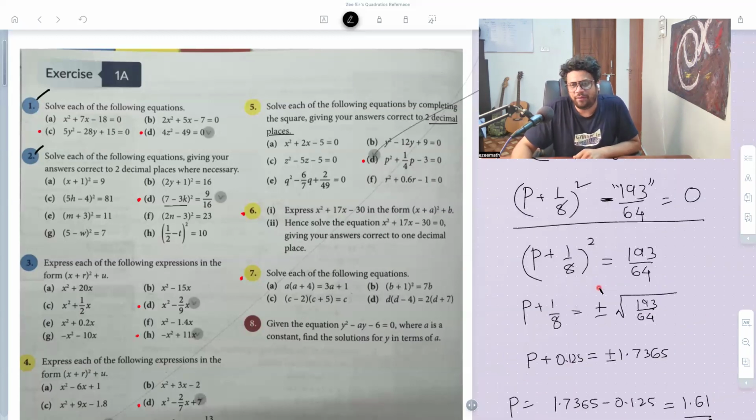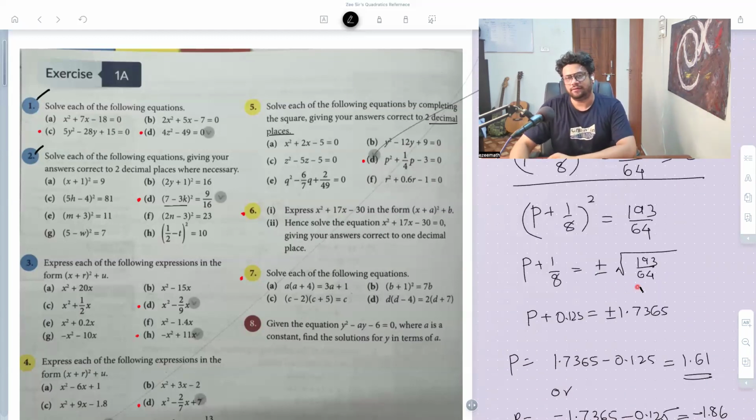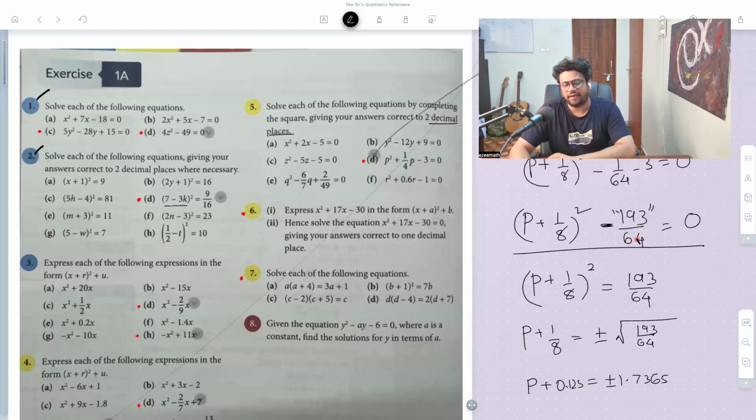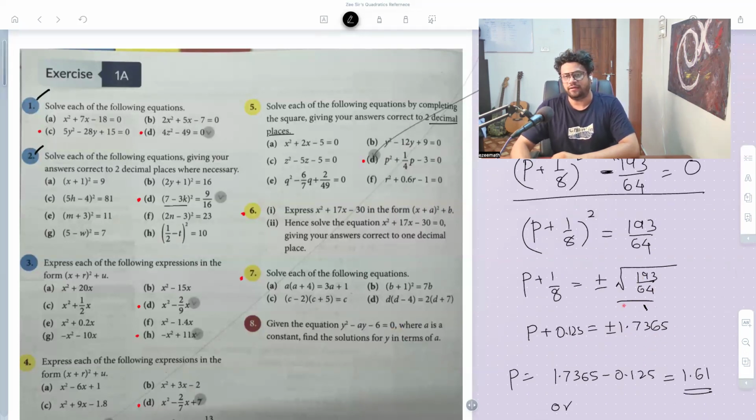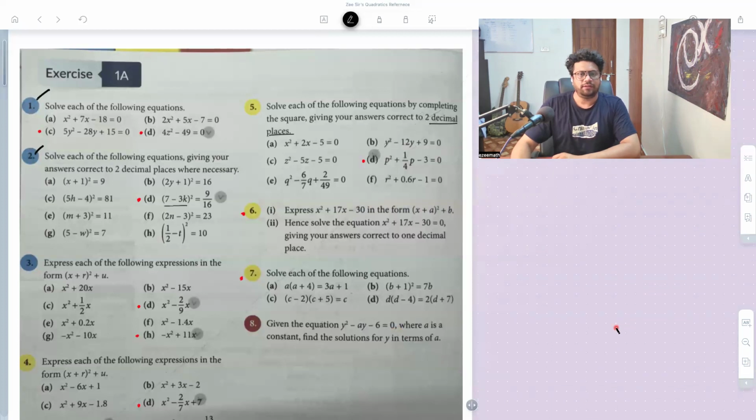So after you have completed the square, it's just the part here, the 193/64, which was supposed to be taken to the other side. And then you had to take the square root of it, find this from the calculator. This part of it needs to be found from the calculator. And that's about it.